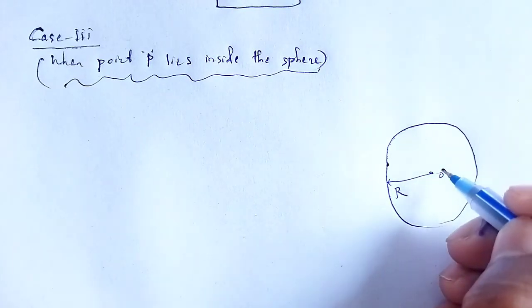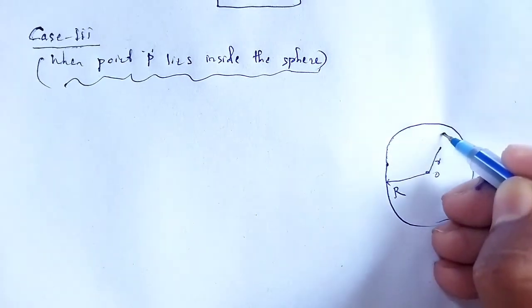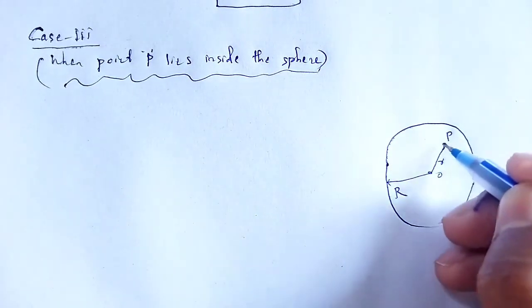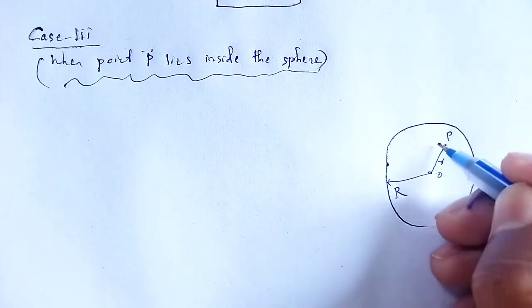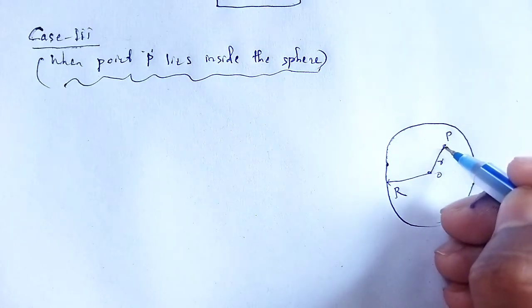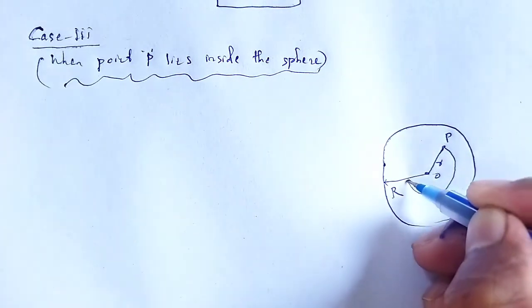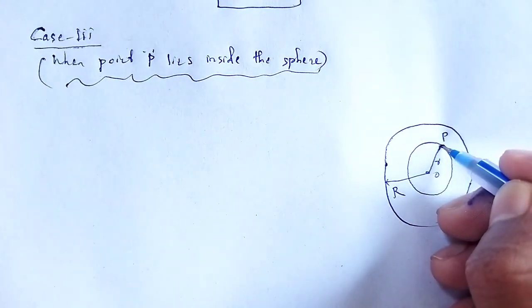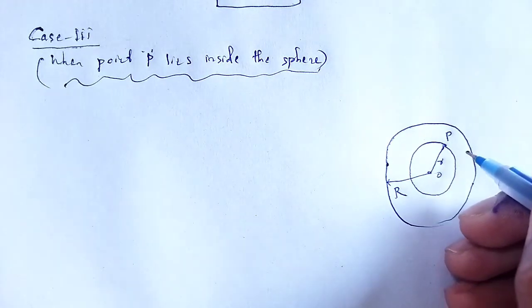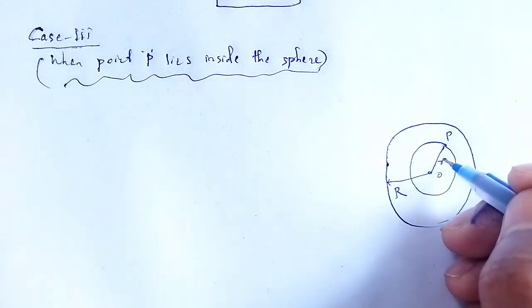Let the point P lie at a distance of small r inside that spherical shell. We have to draw the sphere having the radius small r with the center at P, and that sphere is treated as the Gaussian surface which is passing through the point P.